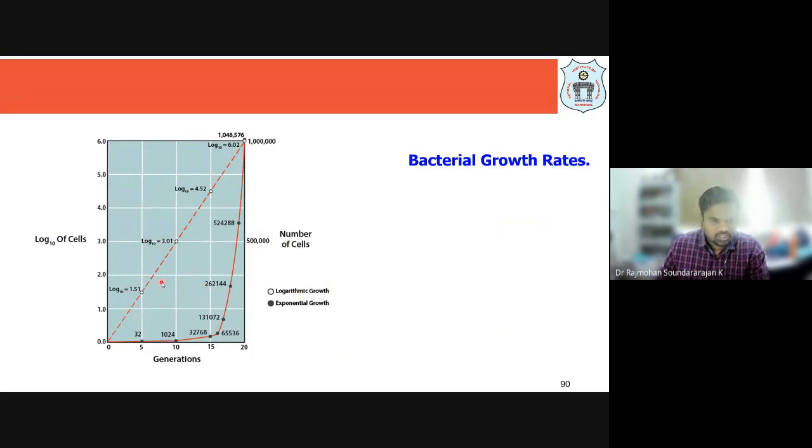So you can see the number of cells changes like this. When you plot the logarithmic number of cells, we are going to have a log plot like this. That's how this growth phase comes into the picture. You can see how they are multiplying. If you take generations versus number of cells, 5, 10, 15, 20, you can see the number increasing like this. That is how they multiply from 1000 to 32,000 to 1 lakh, like that.